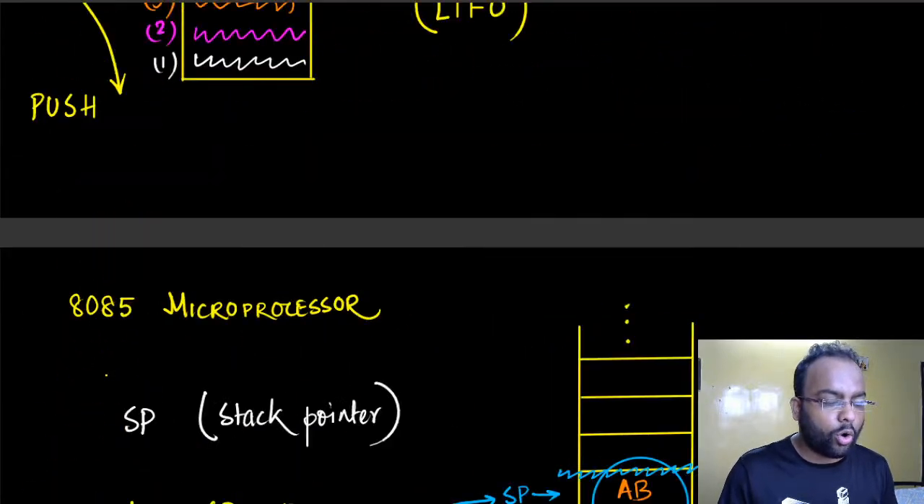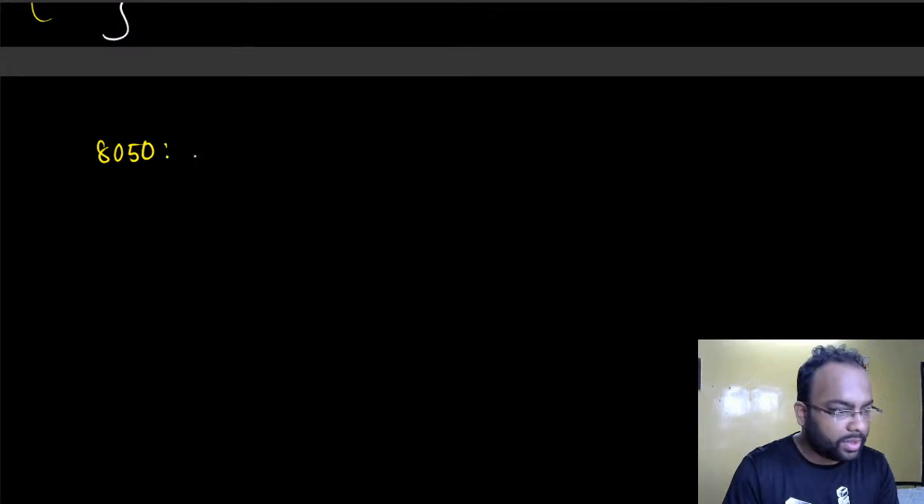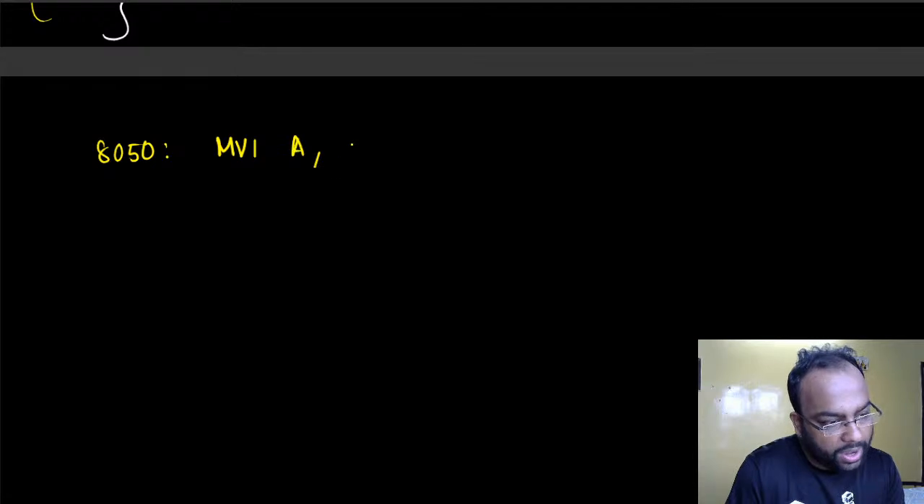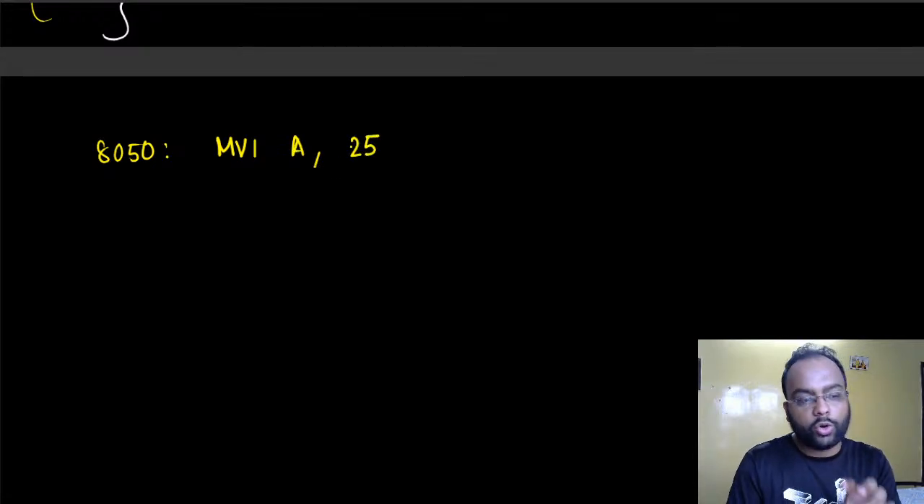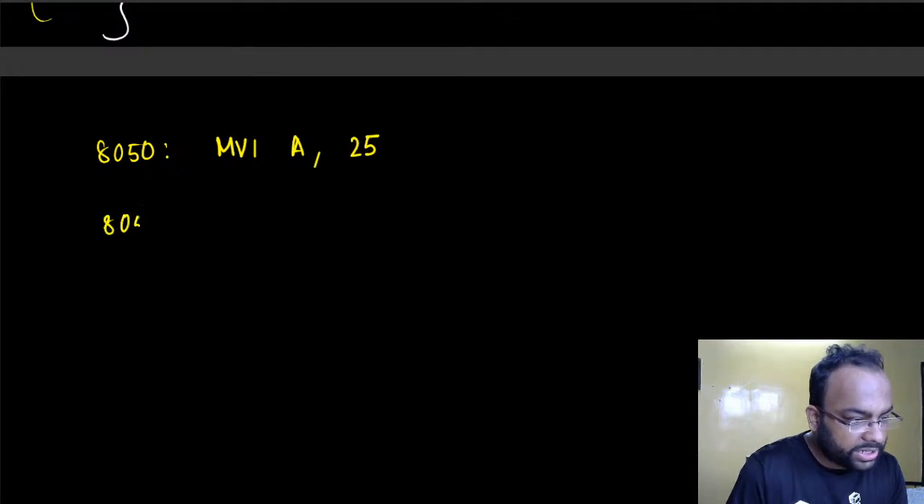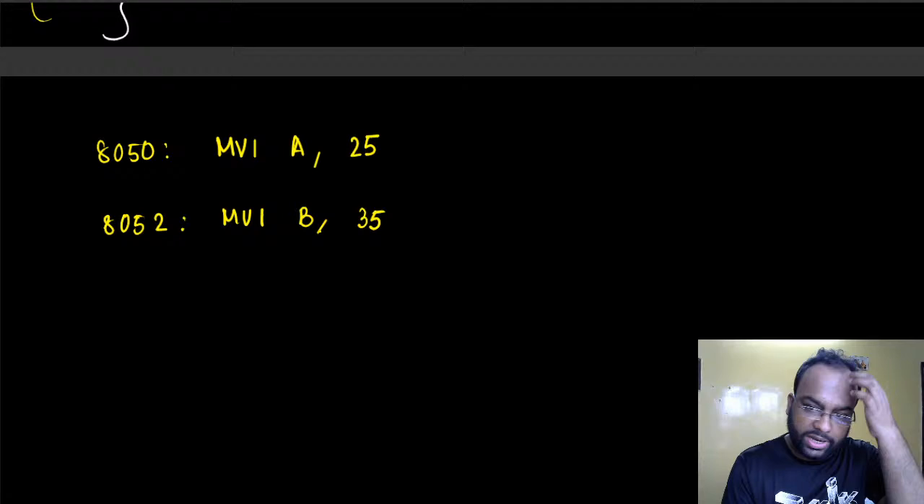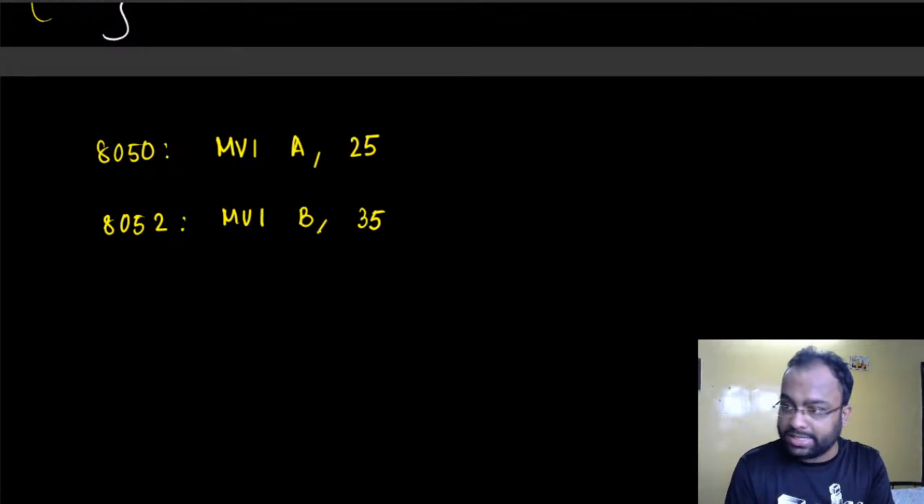So yes, let's go back to this and say I'm writing this very simple program. For example, at memory location 8050 I have MVI A comma 25. So register A would get a value of 25. At memory location 8052 I have MVI B comma 35. So register B would get a value of 35. Everything is in hexadecimal, nothing is in decimal.